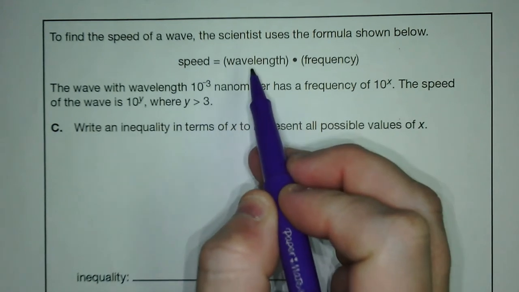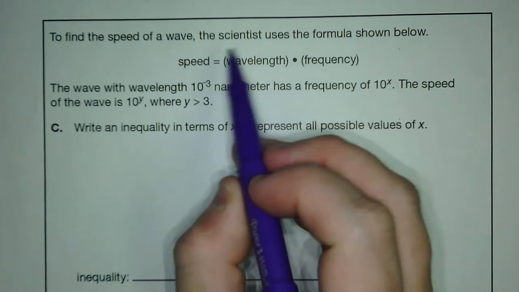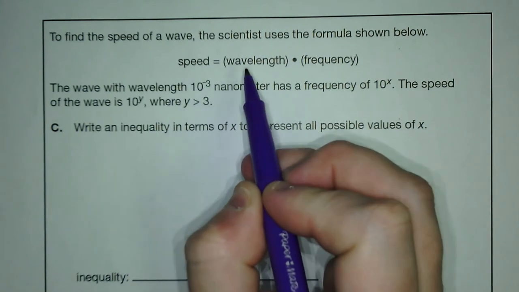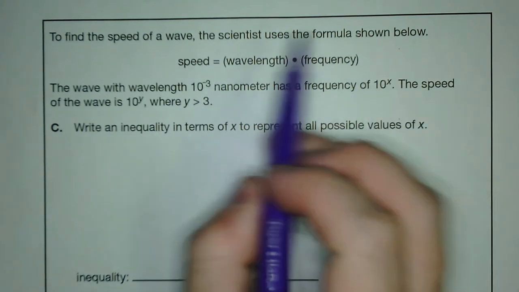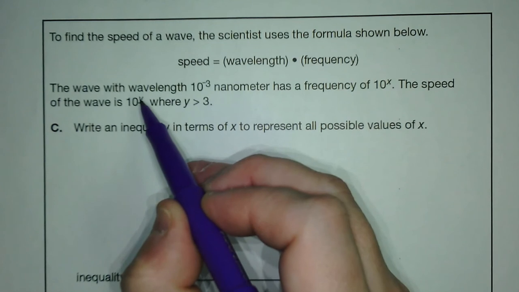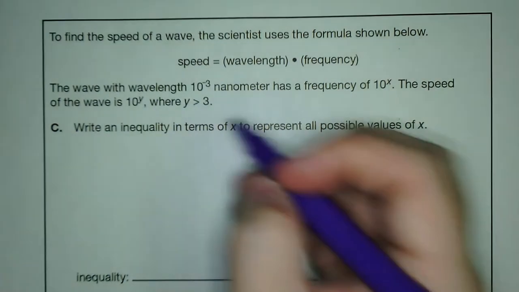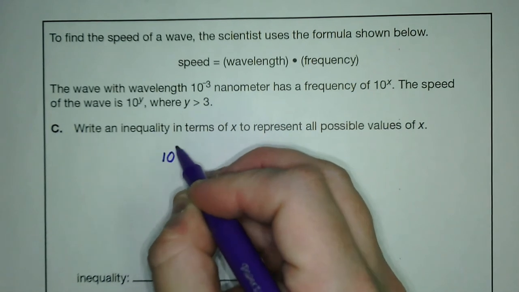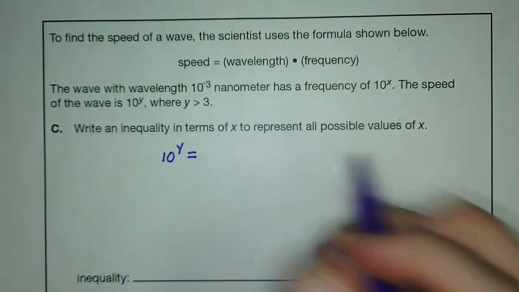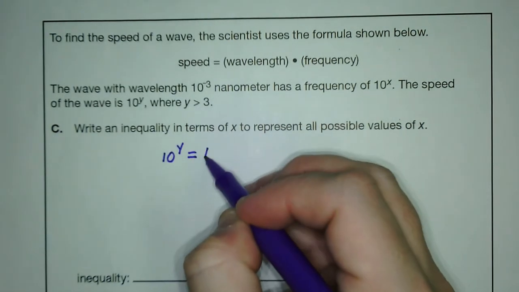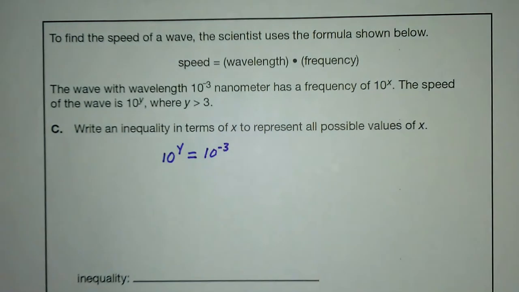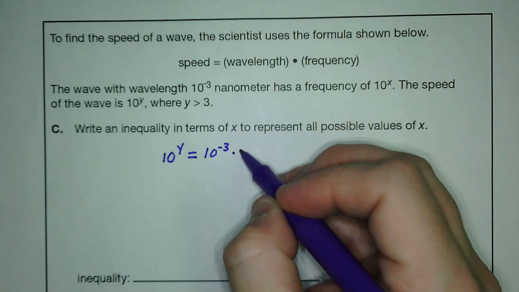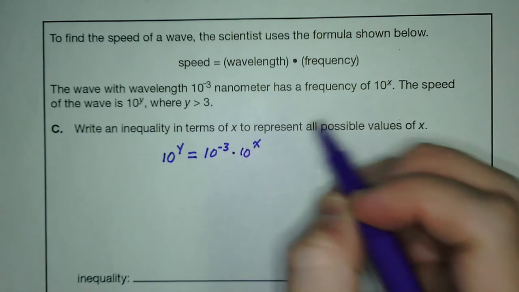Speed equals wavelength times frequency, okay? Literally a formula. And they say, here's the wavelength, here's the frequency, and the speed of the wave is 10 to the something. So let's write it down. The speed is 10 to the y, and that's going to equal the wavelength, which is 10 to the negative 3, times the frequency, which is 10 to the x.